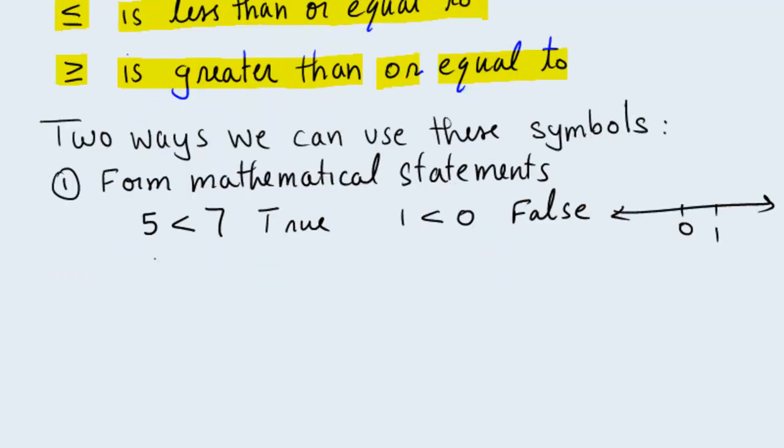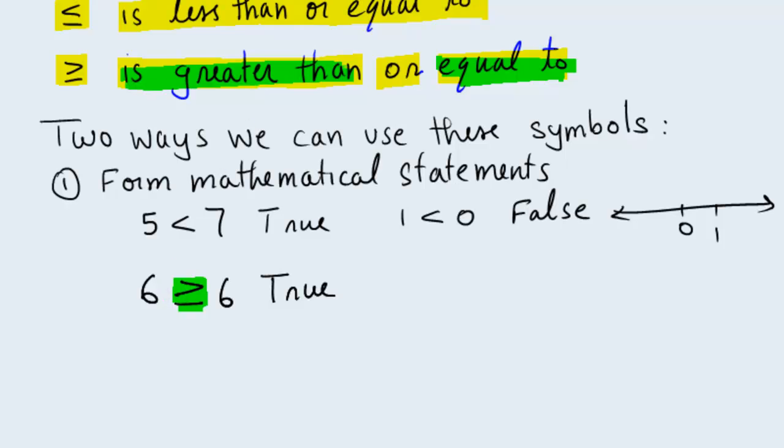Let me also make a statement using the is greater than or equal to sign. For example, I can say 6 is greater than or equal to 6. Is this statement true or false? We learn it is true because when we use this symbol right here, if the number is greater than or equal to, if it satisfies one or the other, then it's true. In this case, even though 6 is not greater than 6, it is equal to 6. Since it satisfies the second part, the whole statement is true.